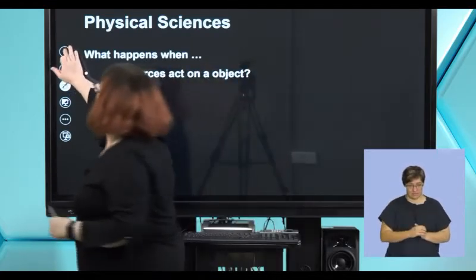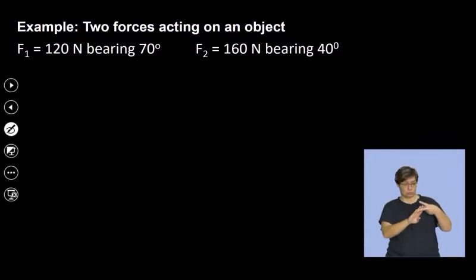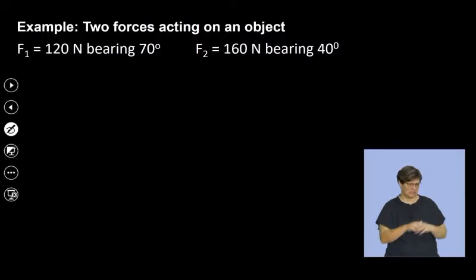So here's what we've got. I've got 2 forces acting on an object. One is 120 newtons bearing 70 degrees. The other is 160 newtons bearing 40 degrees. The question is to find the net force. In other words, what's the result of these 2 forces if I put them together? We need a diagram. So let's see how they look on a diagram.